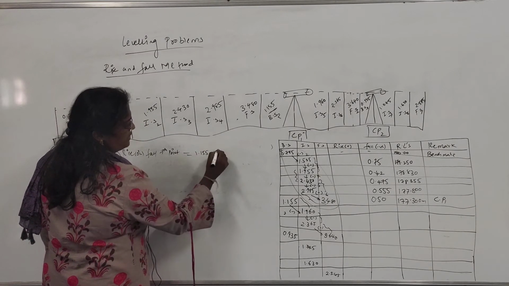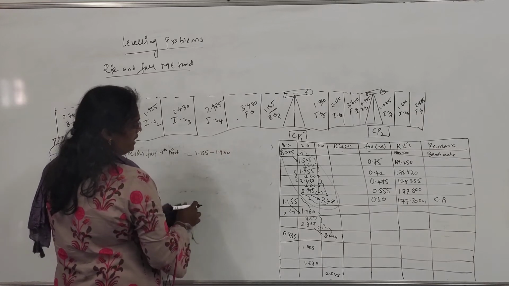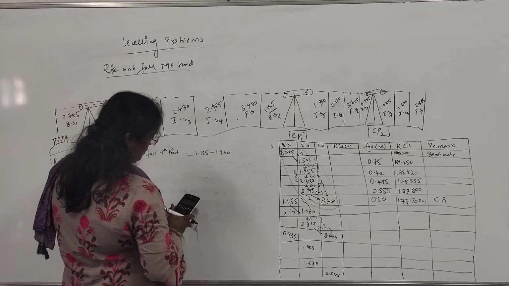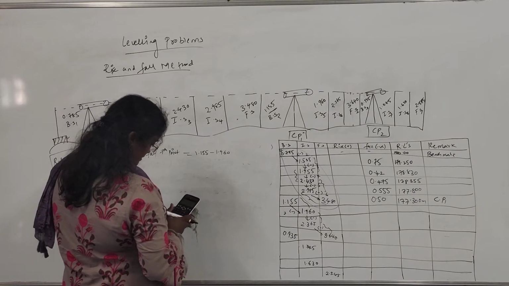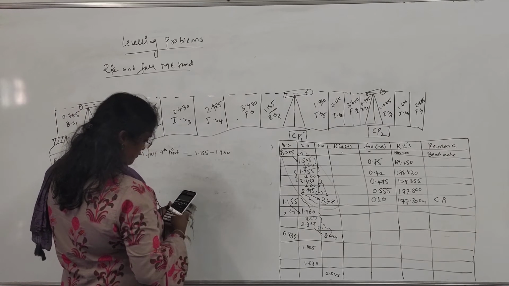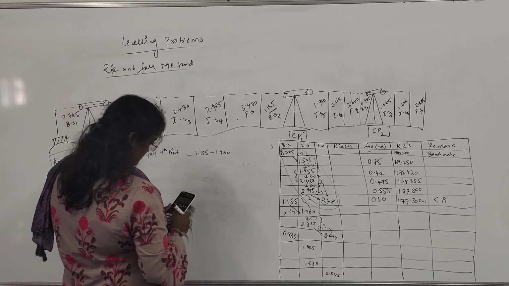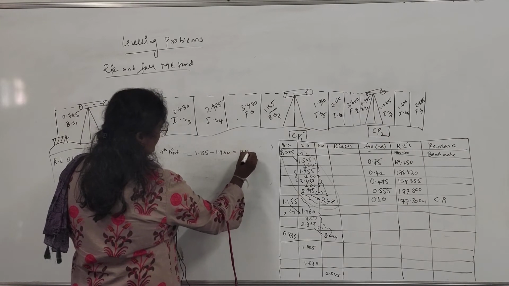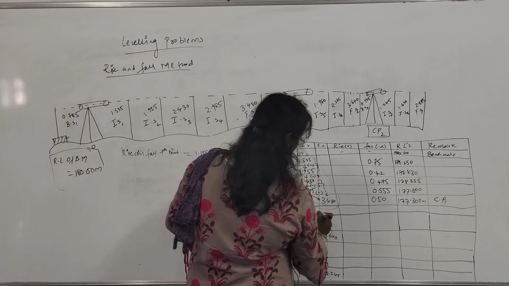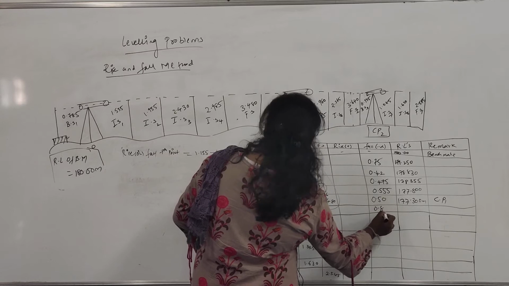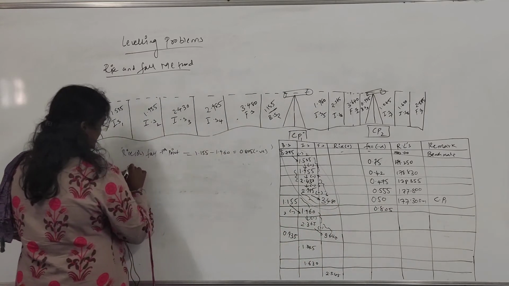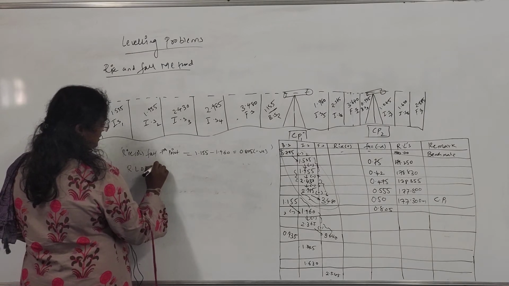1.155 minus 1.960. Again you will be getting the fall value, because here all are the lesser values. 1.155 minus 1.960 will give you how much? 0.805 negative, right? Place that value here, 0.805. Right?